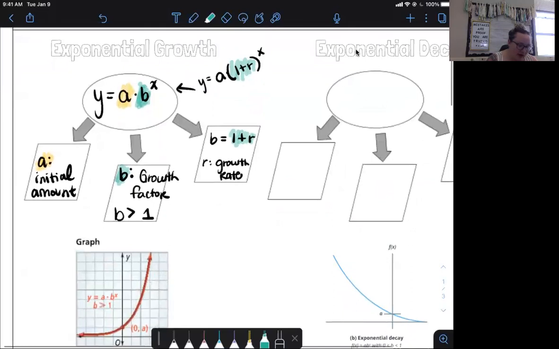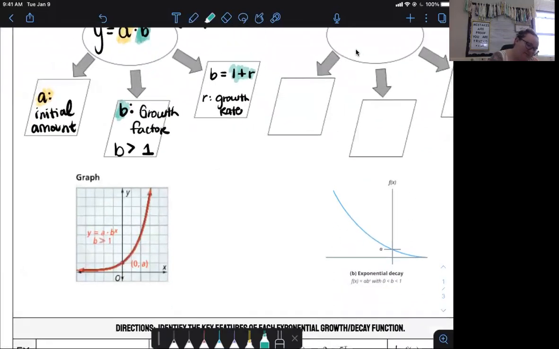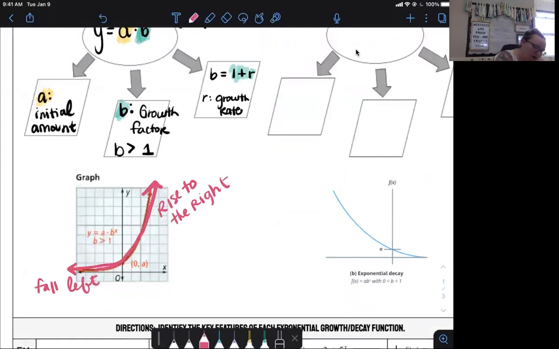And every time you have exponential growth, an exponential growth graph will always rise to the right and fall to the left. So the end behavior of an exponential growth graph will always be down and up. We're decreasing to the left and we're always increasing to the right. So exponential growth increases over time.